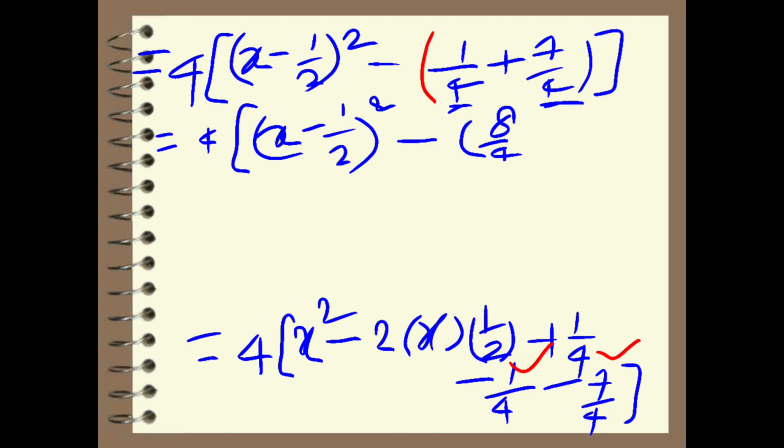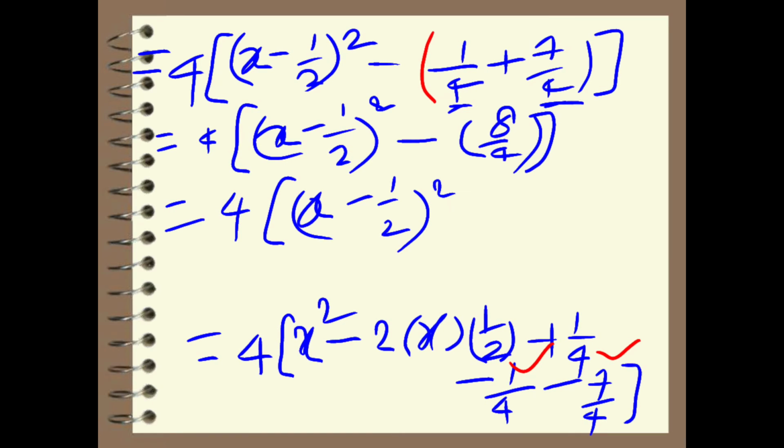Okay, what is 8 by 4? 2. 8 by 4 is nothing but 2. So x minus 1 by 2 whole square minus 2. Okay, so now we have to convert it into the form of perfect square. If you observe, it is converting to the x square minus a square form.